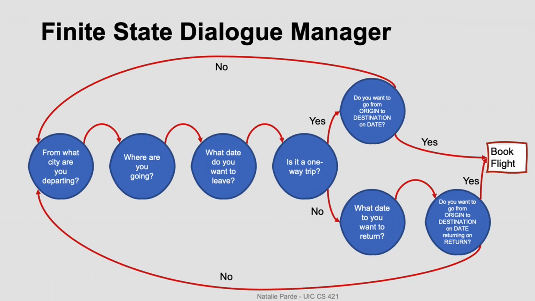It begins by asking the user for their departure city, followed immediately by their destination and their departure date. It then asks a yes or no question to determine whether the user is going on a one-way trip. If we say, for example, that it is, the system proceeds to ask one final yes or no question to make sure that it has the details correct. If it does, it books the flight, and if it doesn't, it restarts the entire process again.